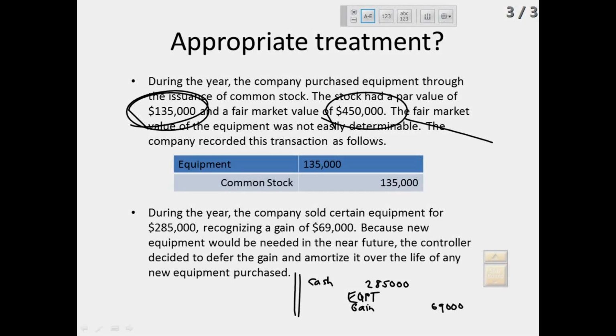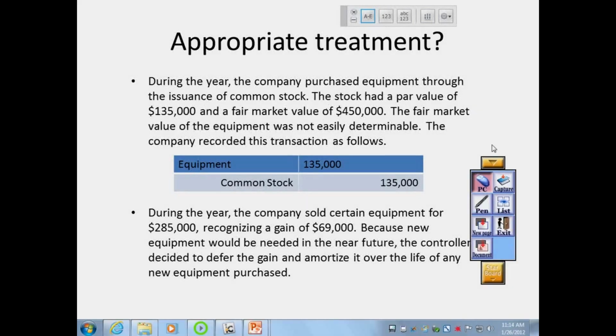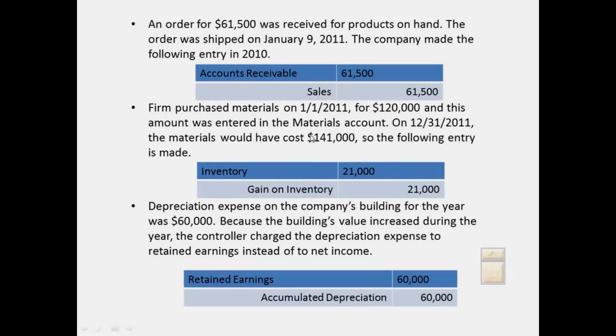I've sold this asset. Okay, I can't write it up to $285 until I sell it, but once I sell it, there's no excuse for deferring the gain. Okay, so conservatism doesn't say understate, it just says don't overstate. Okay, for all of these, but we'll do 2 more.